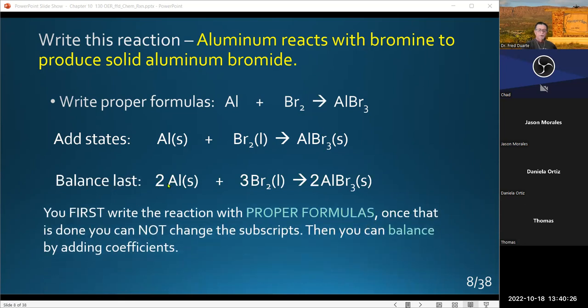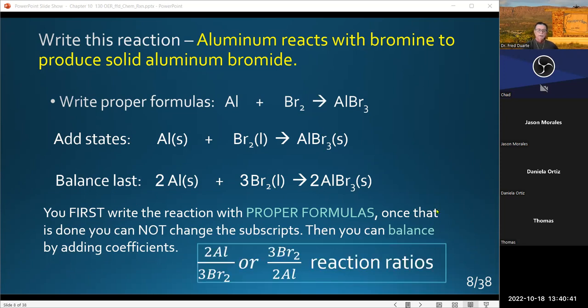So note the ratio, 2 aluminums requires 3 molecules of bromine to react to give us 2 molecules of aluminum bromide. And then make note of the ratios. We have 2 aluminum per 3 bromines, or vice versa, invert it so you can use the other ratio. And then the ratio between the products and reactants, 2 aluminum to 2 aluminum bromides, 3 bromines to 2 aluminum bromides.